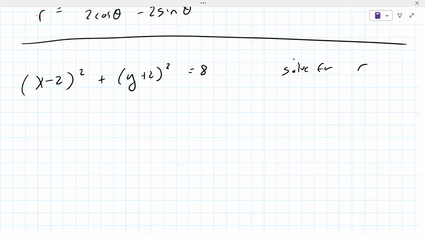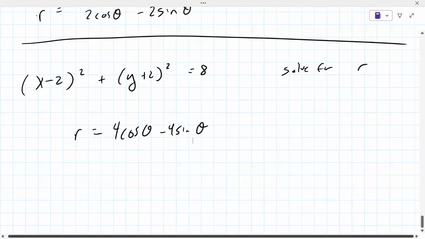Or cosine theta minus 4 sine theta, or r equals... Is it minus? Mm-hmm. Minus 4 sine theta. Good. That's really good. Okay, let's do another type of problem.